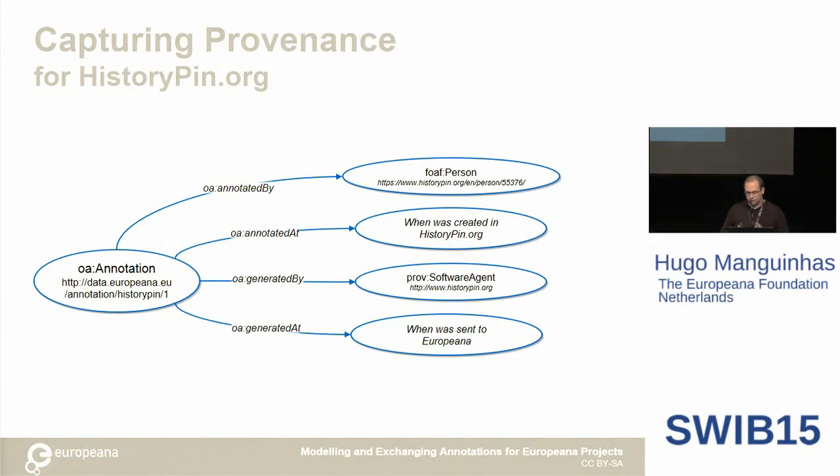Of course, we can think of this in another way, for example, also having the software agent be the annotation API, with the timestamp of when it was generated in the API, and also the agent of the actual Historypin agent. But this was how we used these properties. We need to revise this in a better way, probably, since you can have multiple uses of these properties, but then we'll also lose the actual relation between the generated item and generated by if we do it this way. So we need to think a bit more on this, but this is what we needed to express and how we used the model for it.